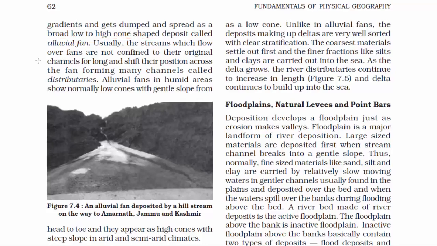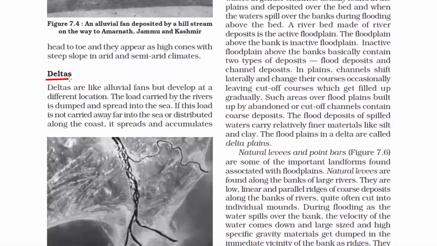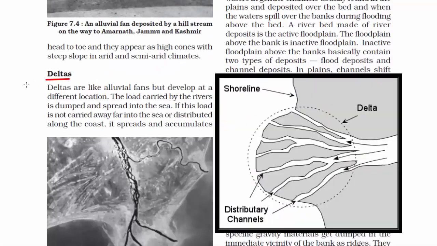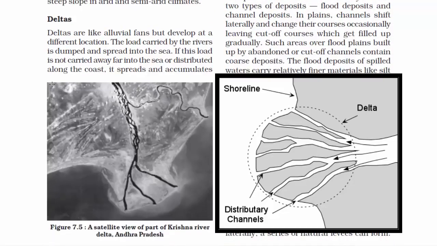The second depositional landform is deltas. A delta is a landform that forms from deposition of sediment carried by a river as the flowing river enters slower moving or standing water. This occurs where a river enters an ocean, sea, lake, reservoir, or another river whose movement is comparatively slower.